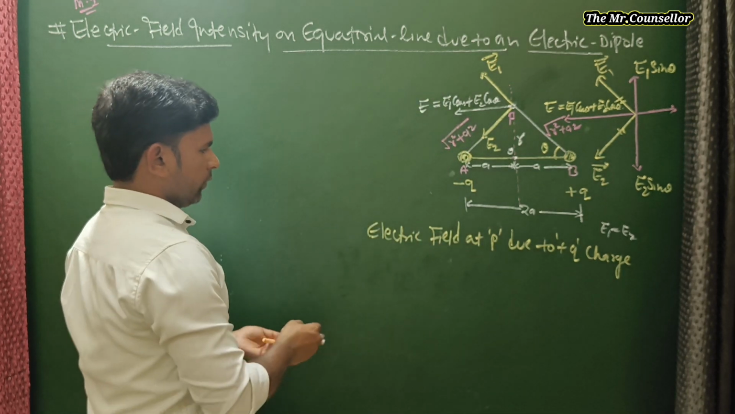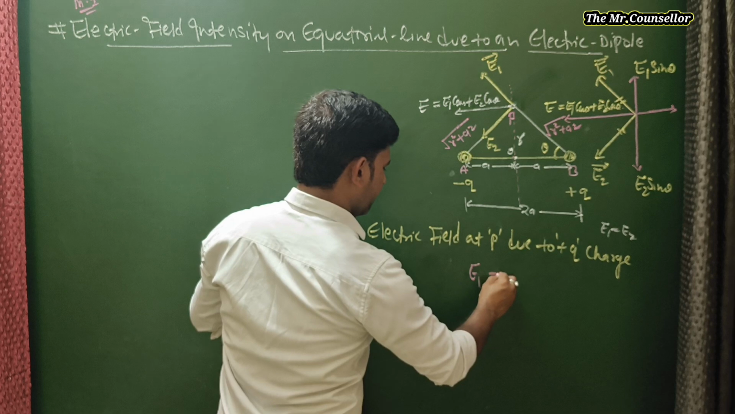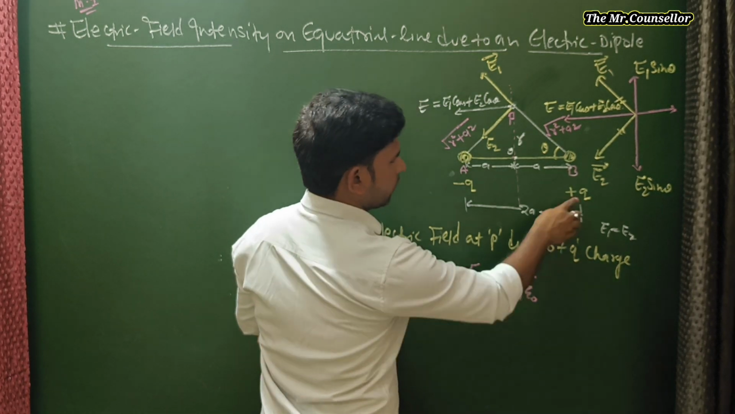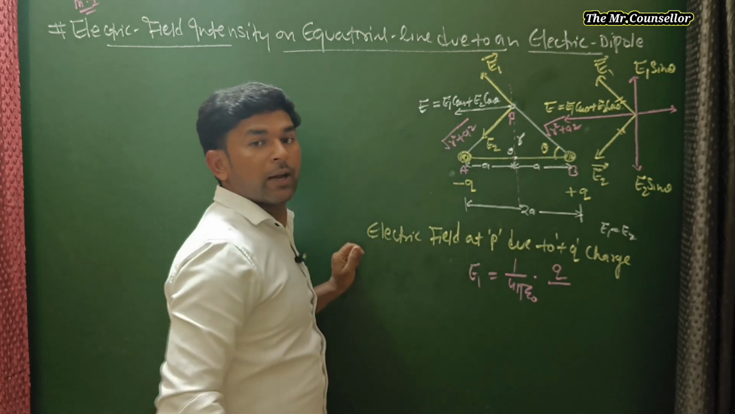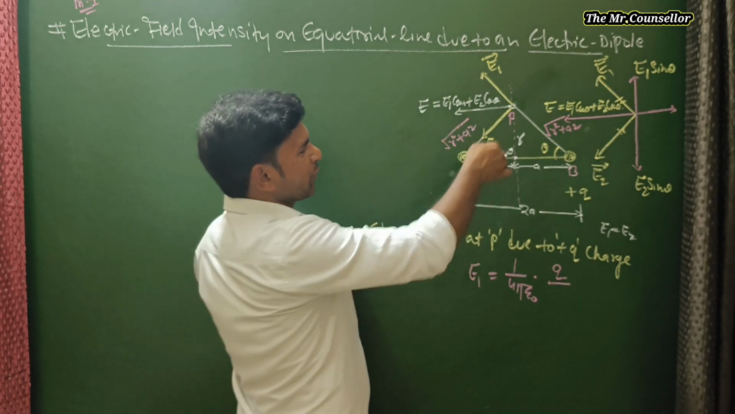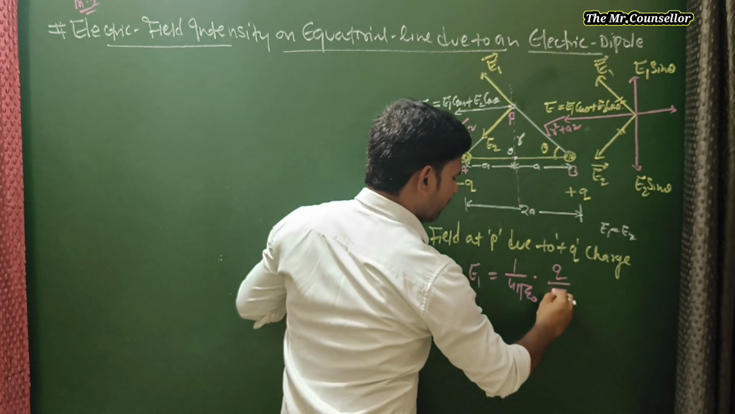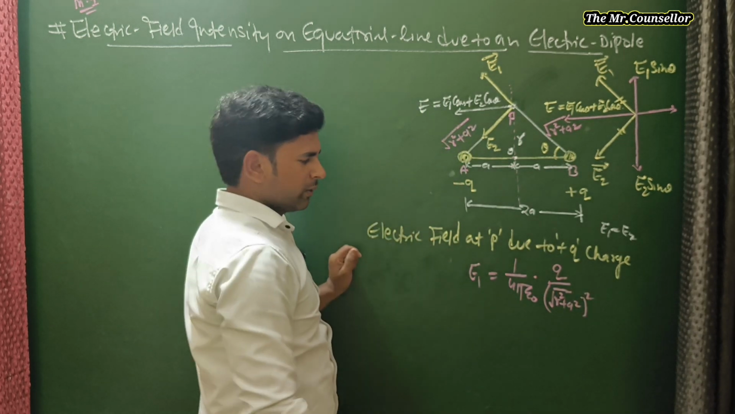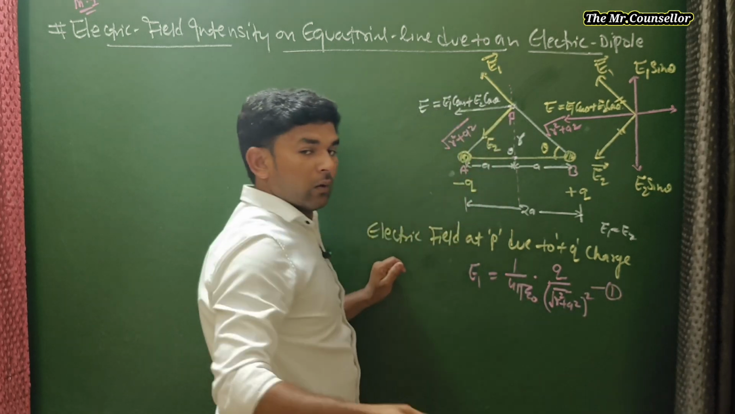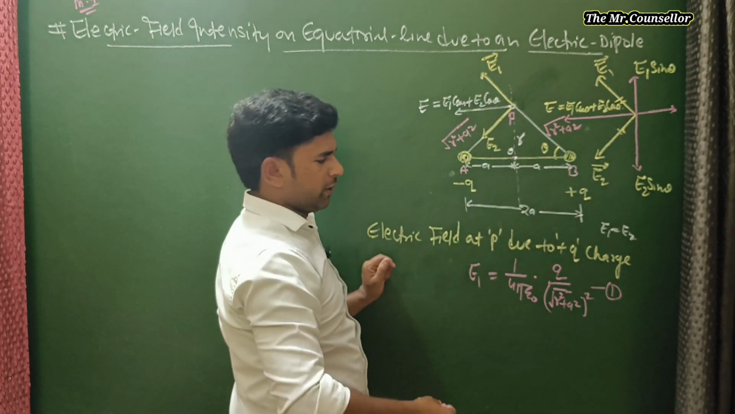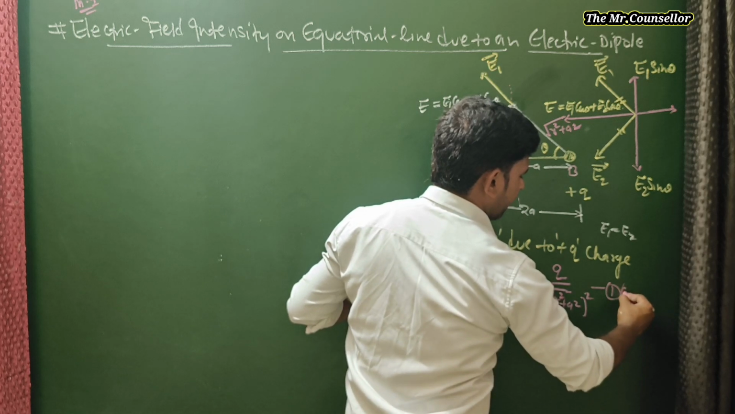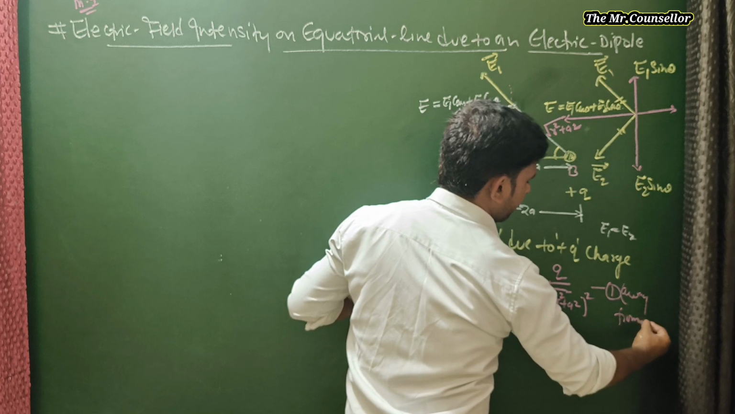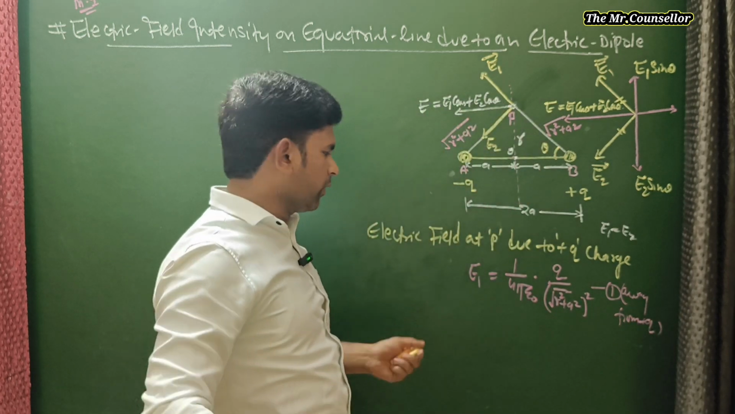Yes or no? So you can write here E1 is equal to 1 upon 4 pi epsilon naught into Q upon R square, it means distance is square. So what is the distance? Here to here, root of R square plus A square, whole square. This is one equation first. What is the direction? Away from positive charge. So you can write here away from positive Q. Is it okay or not?